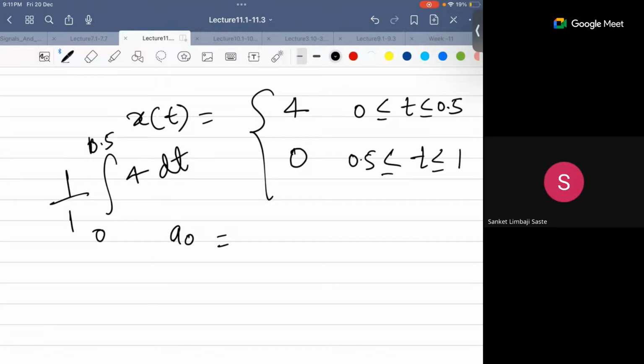And similarly you can calculate a naught, an or bn, like a1. You can be asked regarding the an, bn. Those types of things can be asked to calculate. I hope this is not a difficult task for you now. Yes, sir.